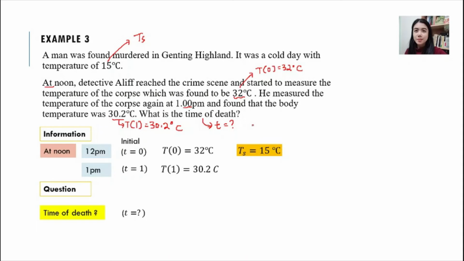So how do I know when this man was killed? That is through the temperature of the body. The temperature of the body of this man when he was killed was still equal to 37 degrees Celsius. We're going to trace back the time when this man was still having a normal body temperature.